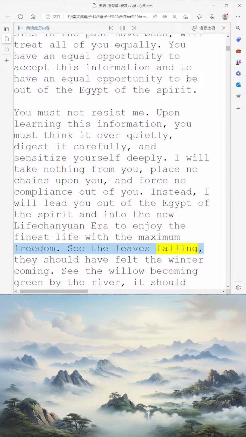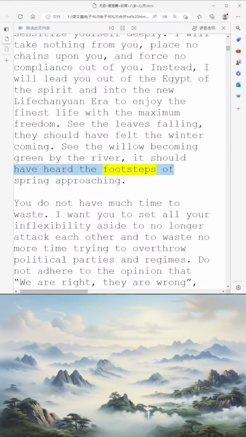See the leaves falling. They should have felt the winter coming. See the willow becoming green by the river. It should have heard the footsteps of spring approaching. You do not have much time to waste. I want you to set all your inflexibility aside, to no longer attack each other, and to waste no more time trying to overthrow political parties and regimes.